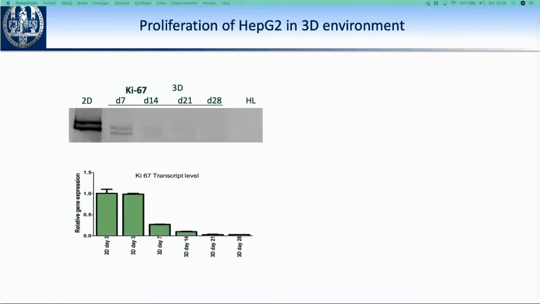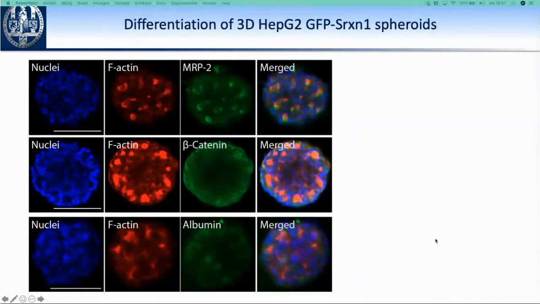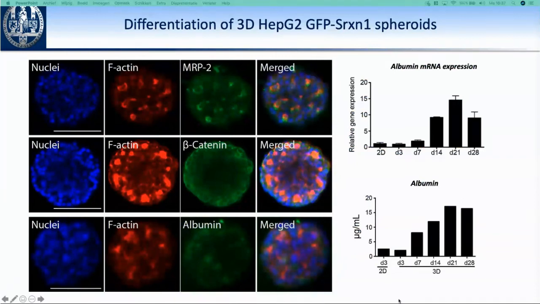We also looked at the proliferation of these Hep2 spheroids. Normally in 2D, Hep2 cells are highly proliferative, but when they are cultured in this Matrigel layer, they stop proliferating after 14 days, which is shown by the Ki67 staining, also seen on the right here with the IF staining. We also looked at the differentiation status of these 3D Hep2 spheroids. We could see that they show an increased expression of albumin and also secretion of albumin, indicating that they have an enhanced differentiation state compared to the 2D state of these Hep2 cells.